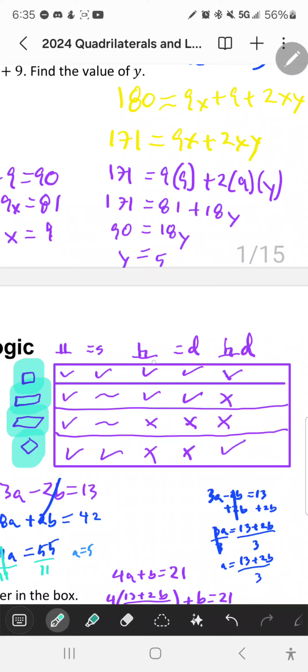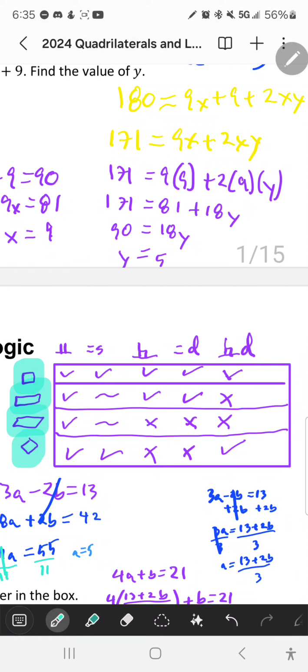Now, perpendicular sides: yes, yes, no, and no. Equal diagonals. So the diagonals, the measure of the diagonal, this is the figure. So this is one diagonal, this is the other diagonal. So the measure of the diagonal is the same. Yes in the square, yes in the rectangle, none in the parallelogram, none in the rhombus.